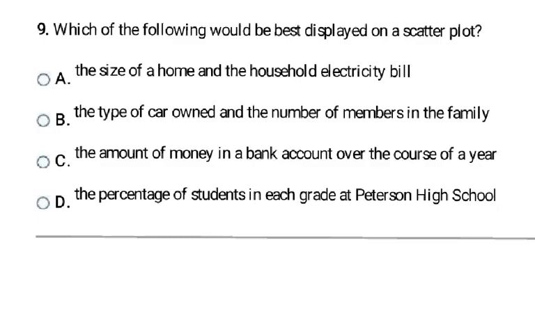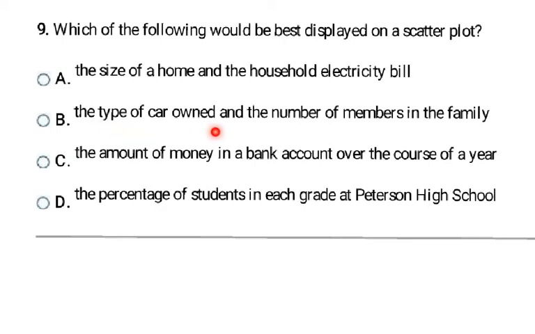Which of the following would be best displayed on a scatter plot? Okay, so if you remember back to our notes, we said that scatter plots are best used to examine data and to see if there is a correlation or not. So scatter plots are most likely used for two things that you want to see if they're related or not. So choice A, it says the size of a home and the household electricity bill. Well, I would want to see if those two things are related. Maybe if I go buy a bigger home, maybe I'm going to have a higher electricity bill.